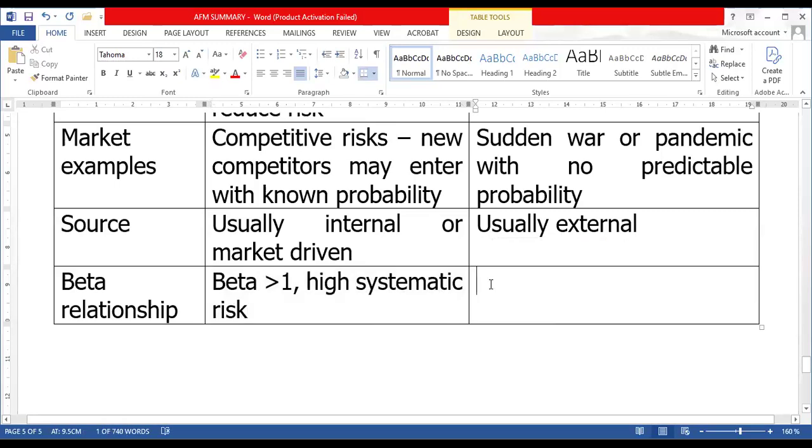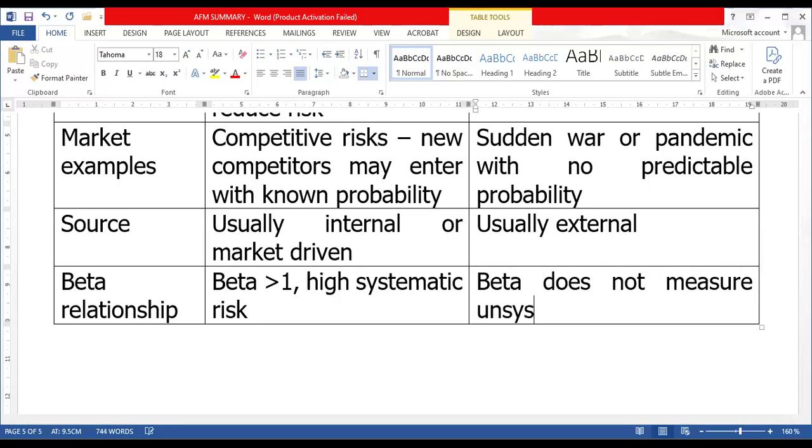But when it comes to unsystematic risk, it cannot be measured. Here you will just say beta does not measure unsystematic risk.